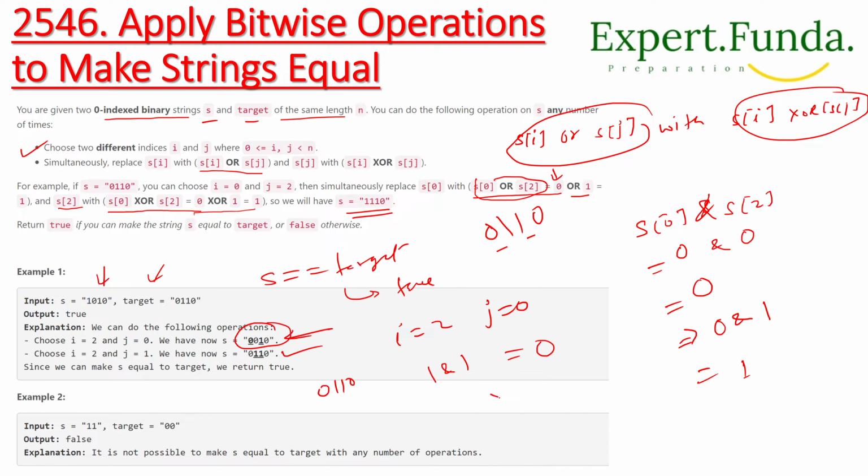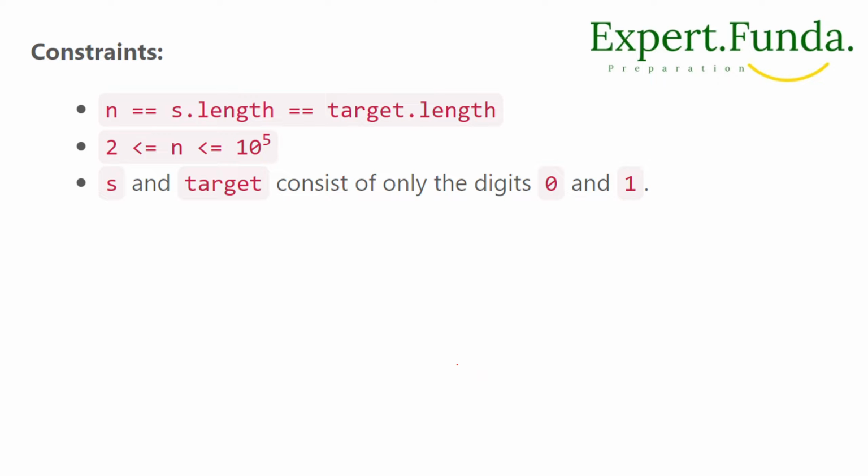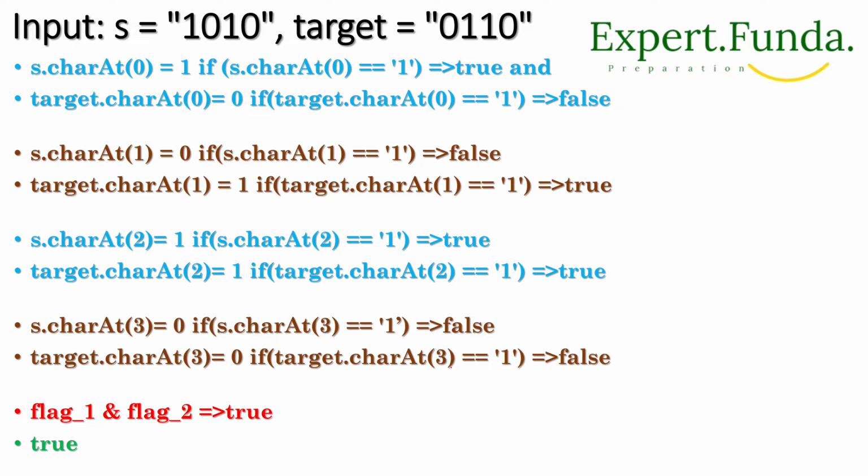We have to apply AND or OR. I'll give you one example here so you will understand. Suppose we have a string s equal to 1 0 1 0, and we have to make this string equal to the target. First we take s[0], which is 1.